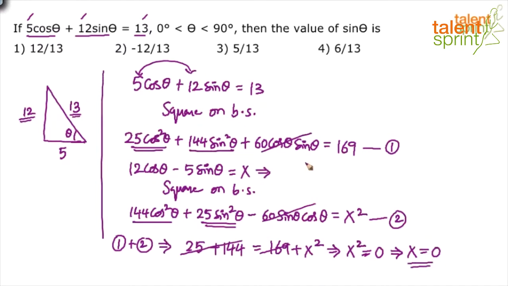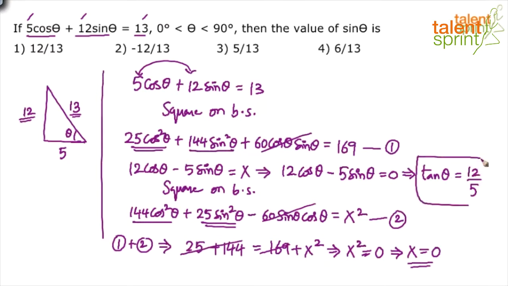What are we supposed to find out? Yeah, x is equal to 0. So substitute x equals 0 here. What do we get? 12 cos theta minus 5 sine theta equals 0. So we can say 12 cos theta equals 5 sine theta. So sine theta by cos theta, which is tan theta, will be equal to 12 by 5.